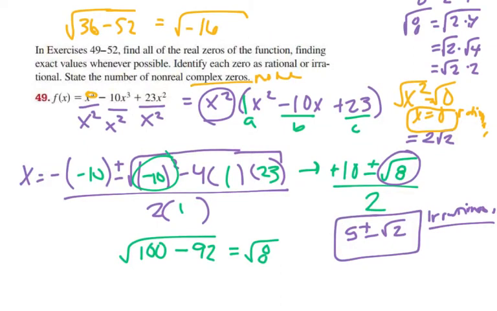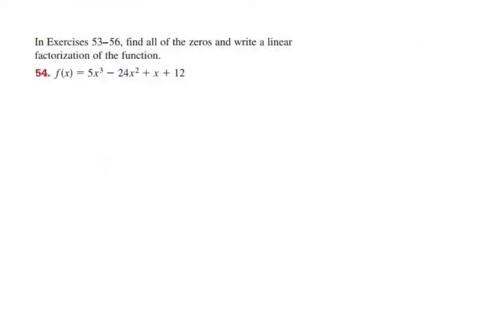Find all the real zeros. So that's these 2 here. 3 technically. Finding exact values whenever possible, so that just means keeping it as a square root if you can. And then zeros are, okay, there we go.